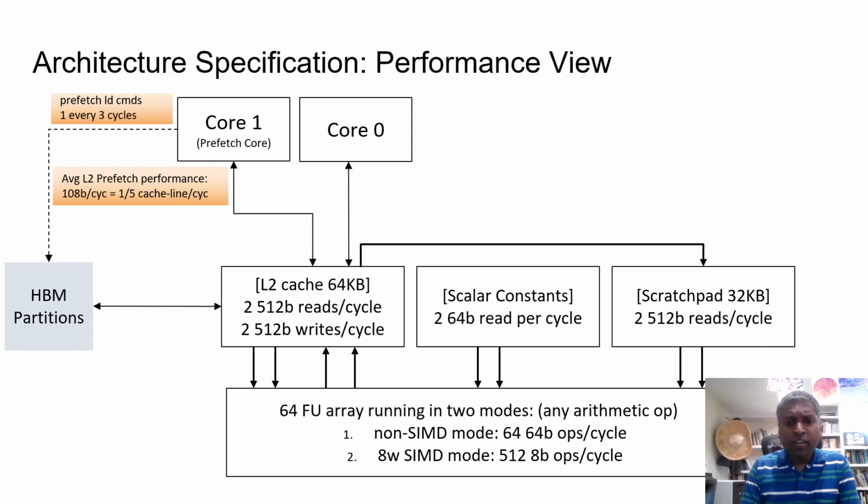The tile shows up as a 64 functional unit array. It essentially has two modes. In non-SIMD mode, it can be executing every cycle 64 different operations. Or each function unit also has a SIMD mode. In that case, you can think of it as running 512 different operations. So inputs come in, they can come in from a cache, or they can be constants, or they come in from the scratch pad, and they are the ones that inject values into this array. And then the job of the core, which is doing this control behavior, is to just coordinate all of this.